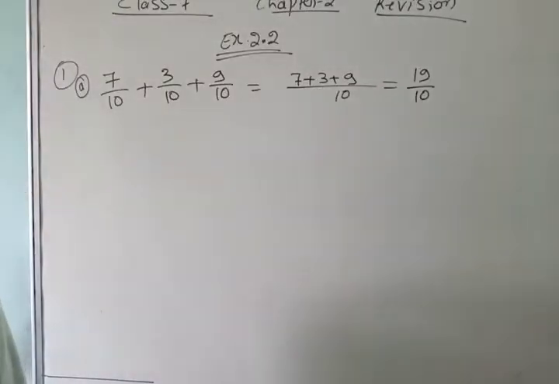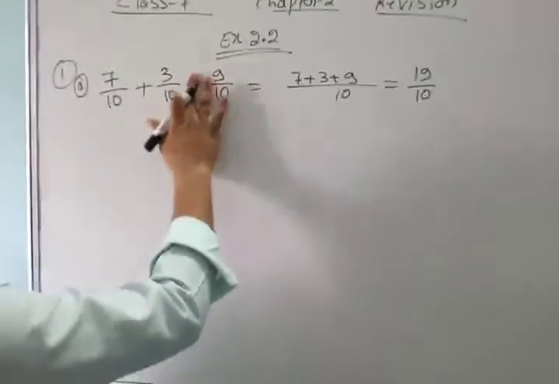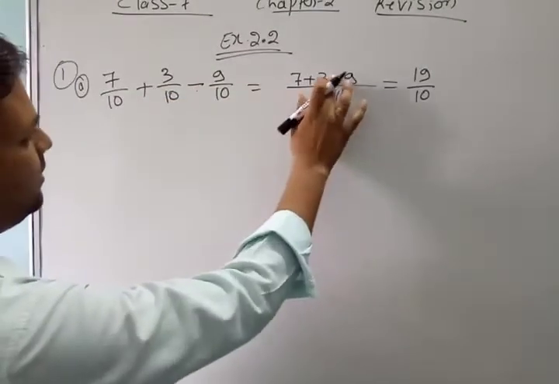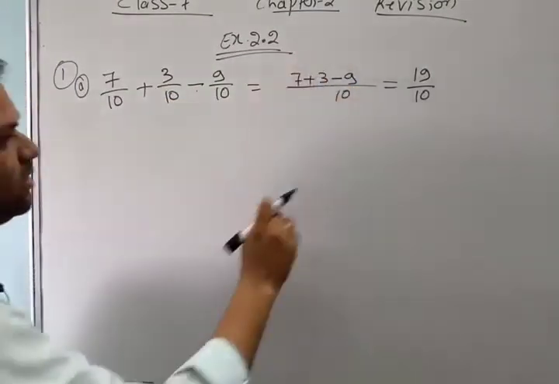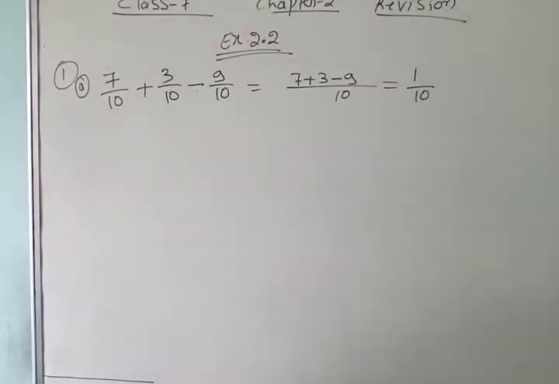So its answer is, no, sorry, here it is minus. Here is minus, here is also minus. 7 plus 3 is 10 and 10 minus 9 is 1. So its answer is 1 upon 10.